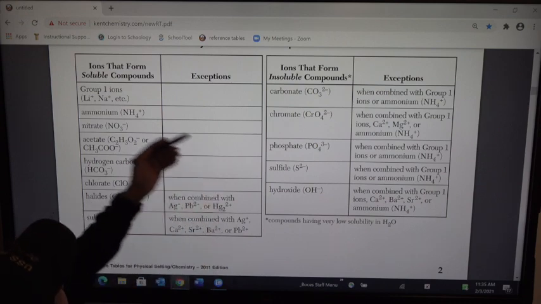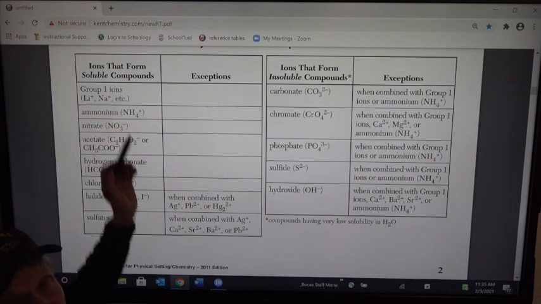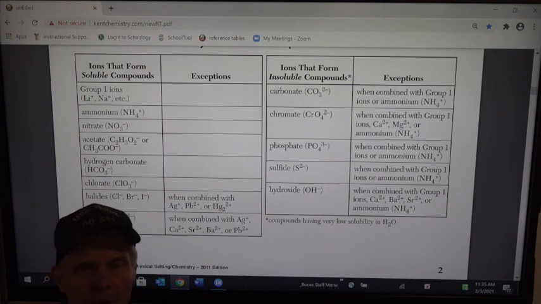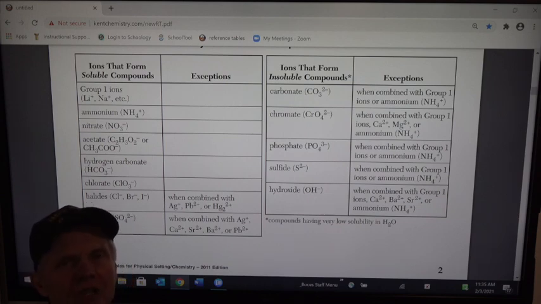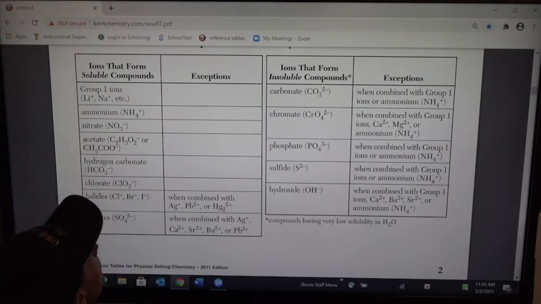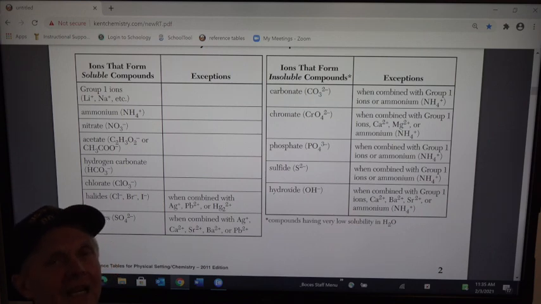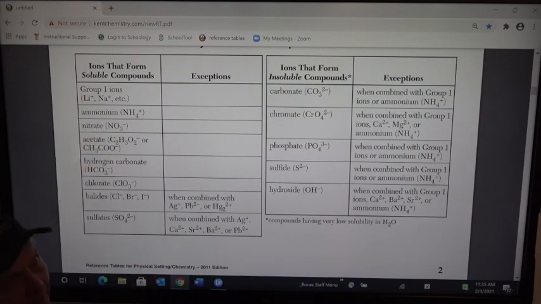On the left side, ions that form soluble compounds. In other words, these hooked up to anything, when you put them in water, will form soluble compounds and will form a solution. So, any group 1 ion, I don't care if it's lithium, sodium, potassium, rubidium, cesium, francium, anything hooked to those ions will be soluble when you put it in water. Ammonium, anything hooked to ammonium will be soluble. Nitrate also, acetate also, hydrogen carbonate, chlorate.